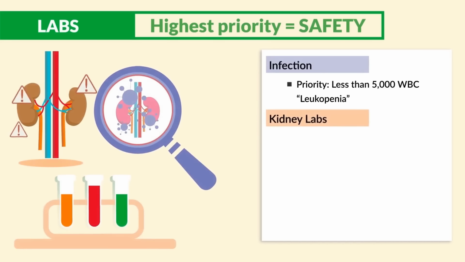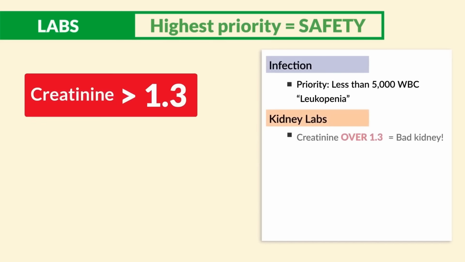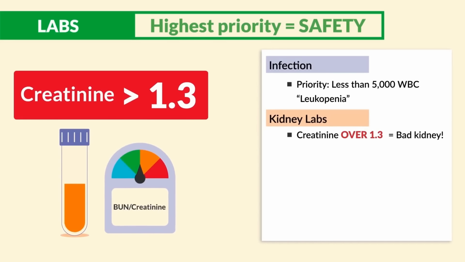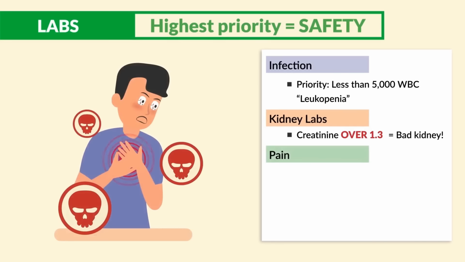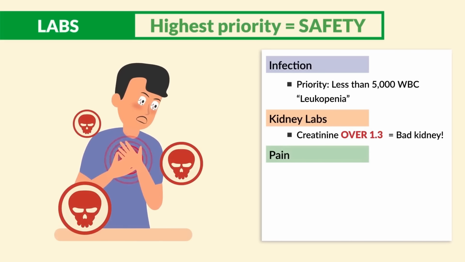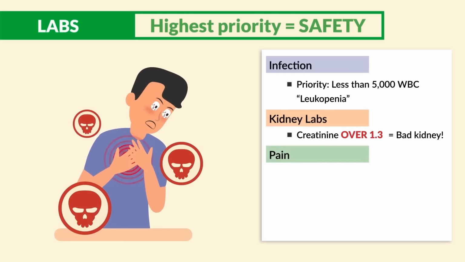And for kidney labs, the real big one to know is creatinine over 1.3 is bad kidney. We get loss of organ here, and bad kidneys will actually lead to toxicity all over the body. And for pain, our last one here, this is manageable. It's not technically going to kill someone, unless it's chest pain, of course.